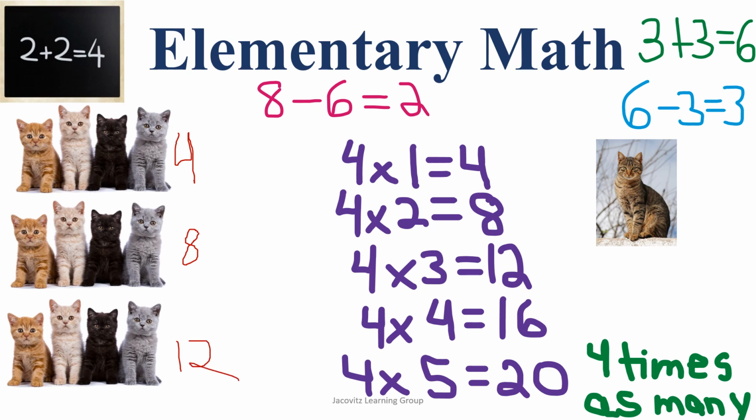And this times 1 means 1 time, this means times 2, and this means times 3. So in actual fact, what you're doing is you're counting 4, 3 times. So 1, 2, 3, 4, 5, 6, 7, 8, 9, 10, 11, 12. And that's why you have 3 sets of cats, times 12. Okay? That's how you move on there.